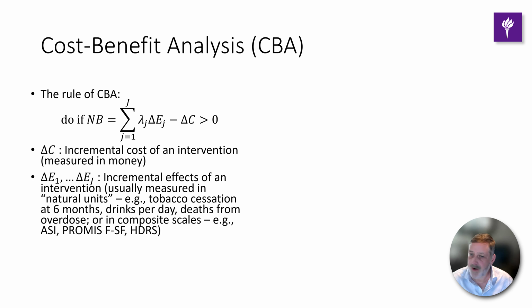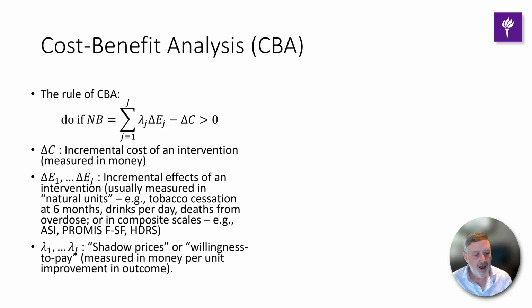It can be measured in drinks per day, deaths from overdose, or in some composite scale of interest like the Addiction Severity Index, or the PROMIS Fatigue Short Form, or the Hamilton Depression Rating Scale. Could be any outcome of interest, or more than one outcome, right? Because cost-benefit analysis allows there to be multiple outcomes, which is a feature that we find very desirable. However, this comes at a cost.